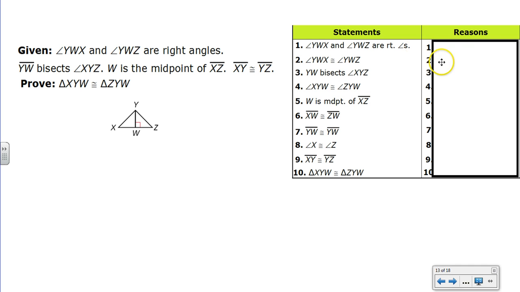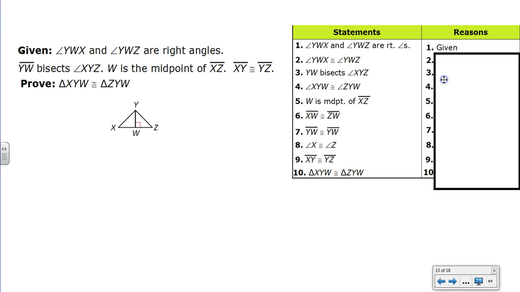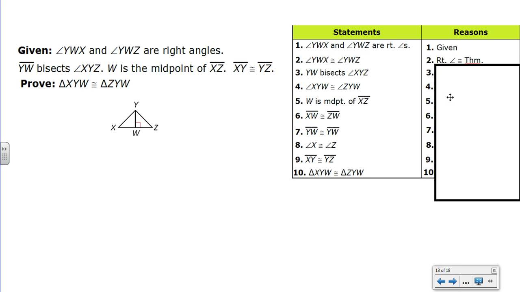We know that these are right angles. How do we know? Given. So we know that angle YWX is congruent to angle YWZ. And that is the right angles congruency theorem. We're told they were right angles, so we have the right angles congruency theorem.